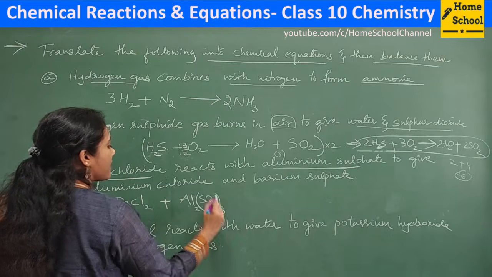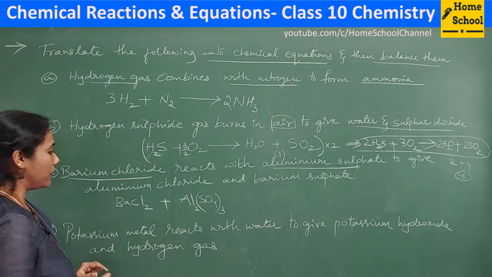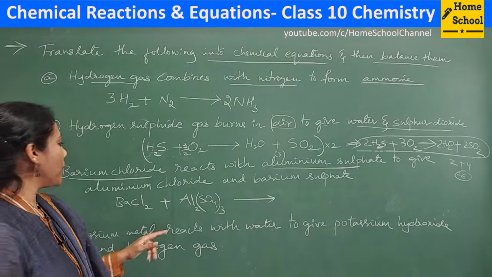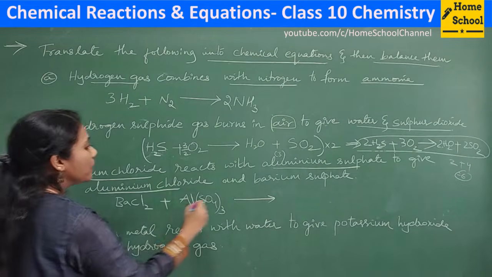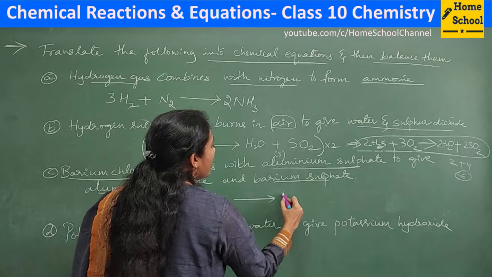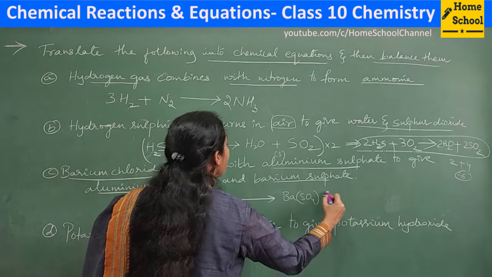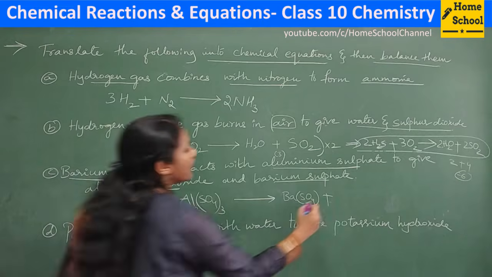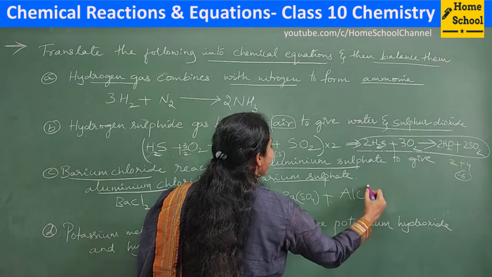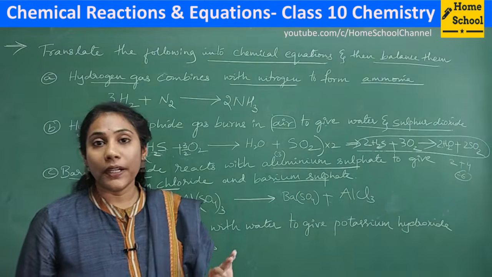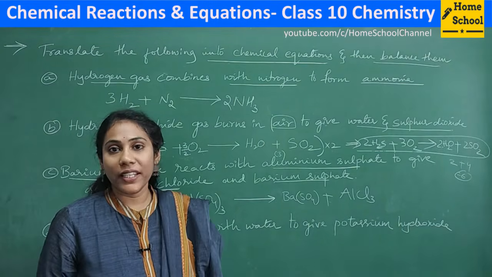Al2(SO4)3. This is the aluminium sulfate formula. Okay, so these are the reactants, and what are the products here? Aluminium chloride and barium sulfate. Barium sulfate, BaSO4, is the formula, right? And aluminium chloride, AlCl3, is the formula. Writing formulas correctly is very important. Then balancing becomes very easy.